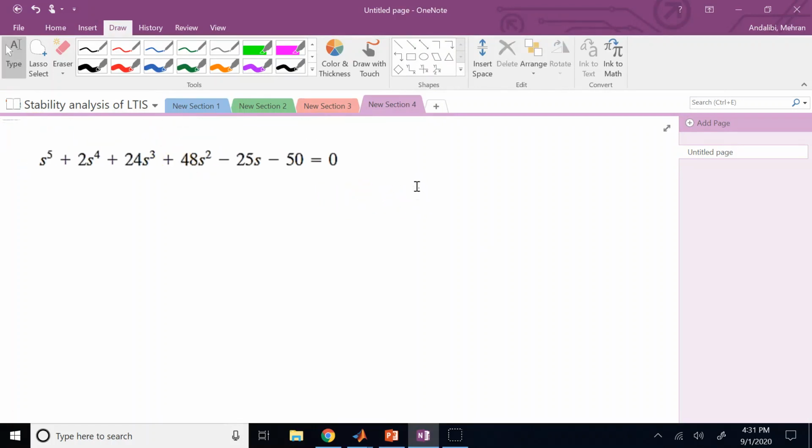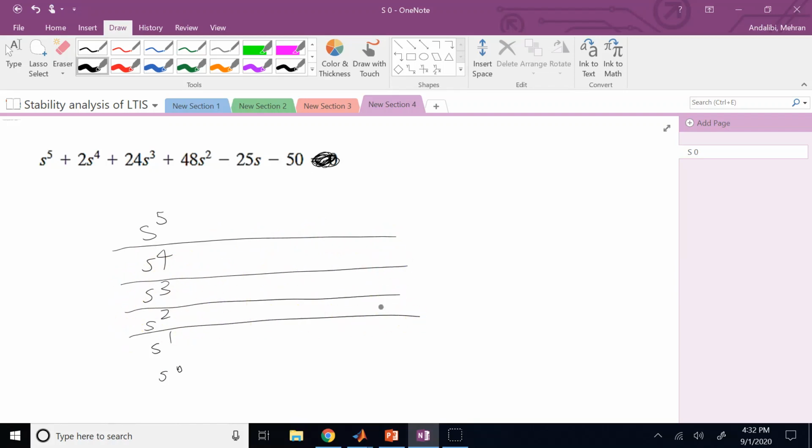So here is a fifth order polynomial. I start with s to the 5, s to the 4, 3, 2, 1, and 0. I start with 1, then 24, then -25, then 2, then 48, and then -50.